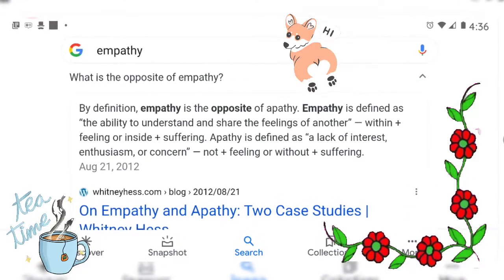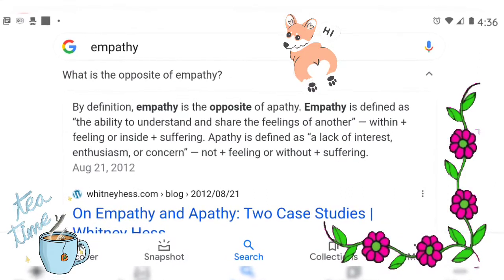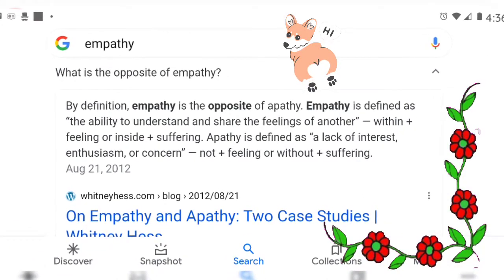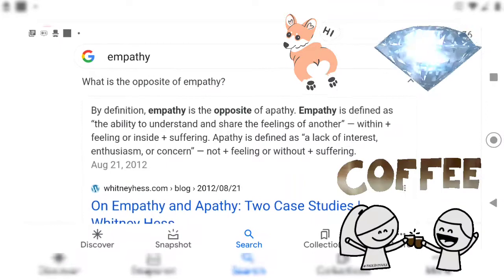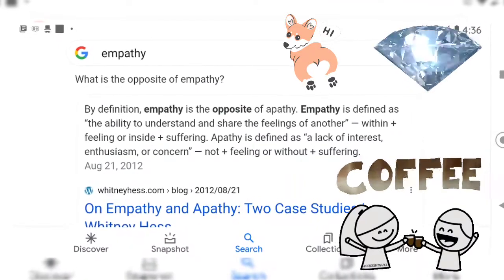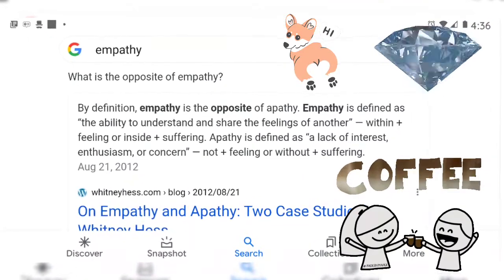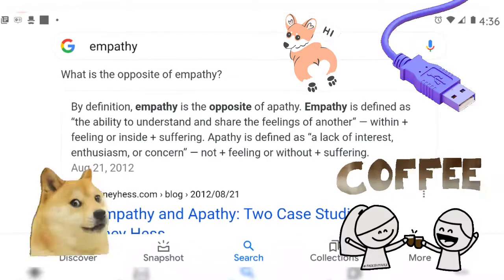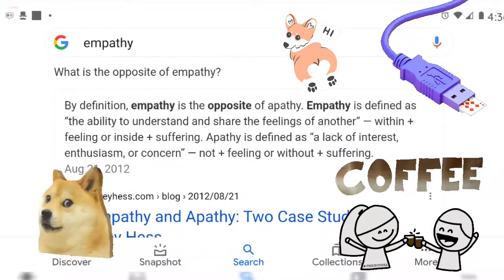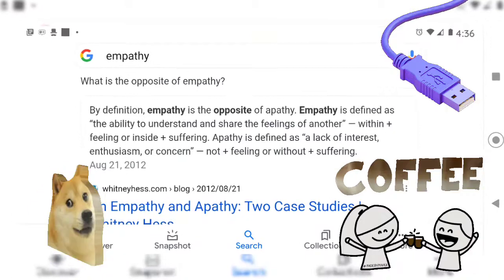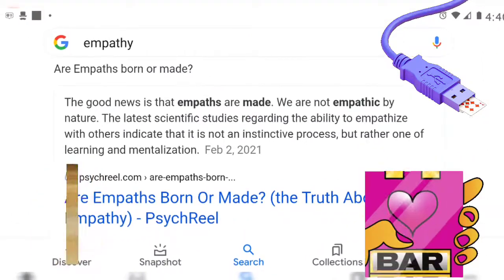What is the opposite of empathy? By definition, empathy is the opposite of apathy. Empathy is defined as the ability to understand and share the feelings of another, within, feeling, or inside. Apathy is defined as a lack of interest, enthusiasm, or concern, not feeling or without suffering.